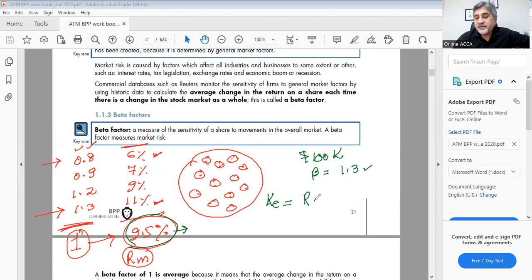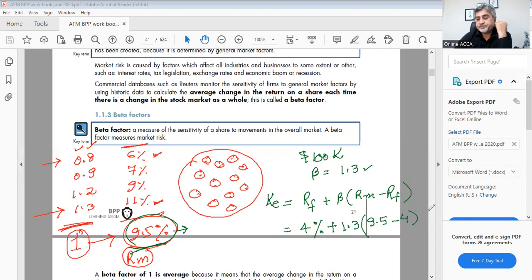We say RF plus beta into RM minus RF. So RF is the risk-free rate. We say, what is the risk-free rate in the market? We find out that if you put money in the bank, the risk-free rate is 4%. The beta of this particular project is 1.3. And the RM, the market return average, is 9.5, minus 4, the risk-free rate.